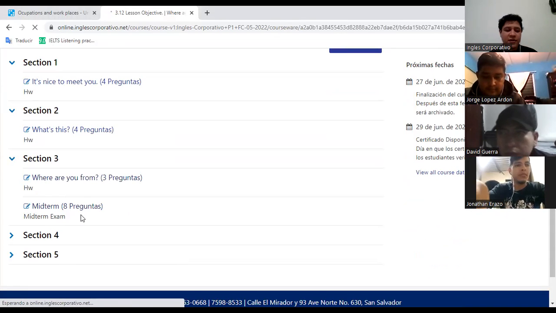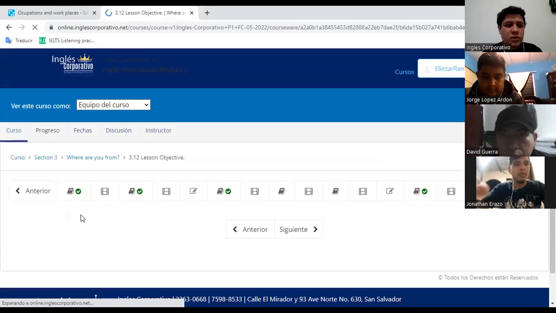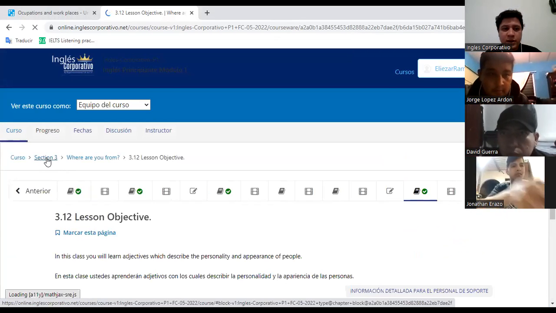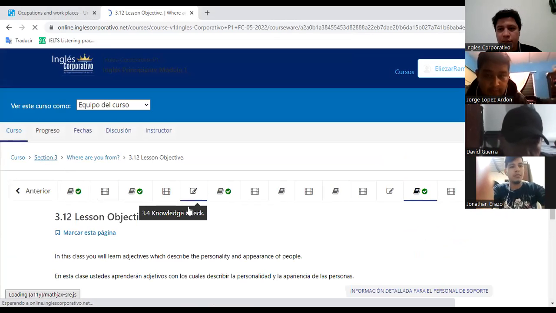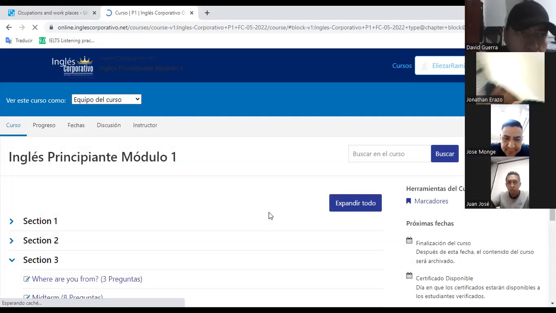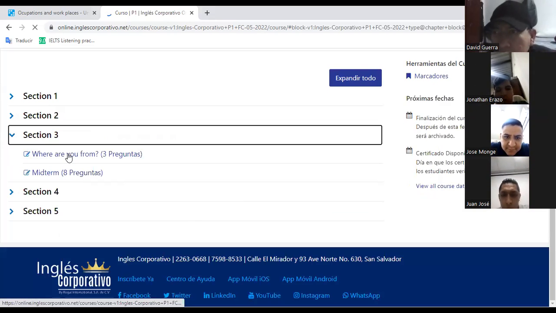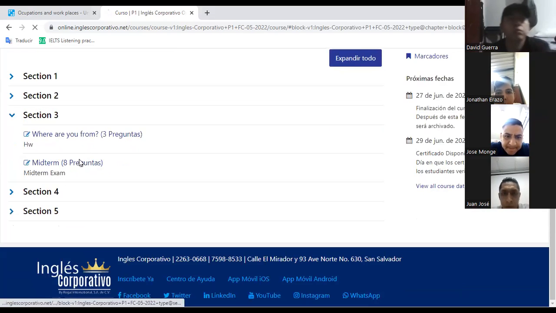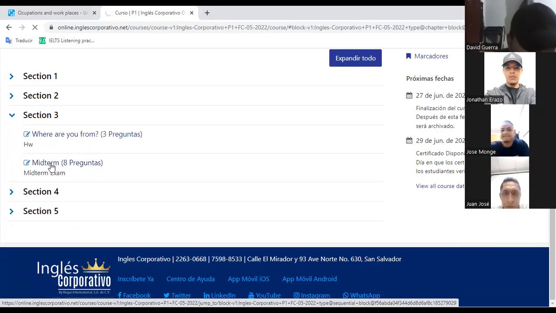So I want everybody to go to the platform, okay? Quiero que todos vayamos a la plataforma y nos vayamos a la parte del exam, okay? So you can use your computer, laptop, tablet, cell phone para ingresar aquí, okay? Vamos a realizar esto el día de hoy. So midterm, section three, midterm, okay?